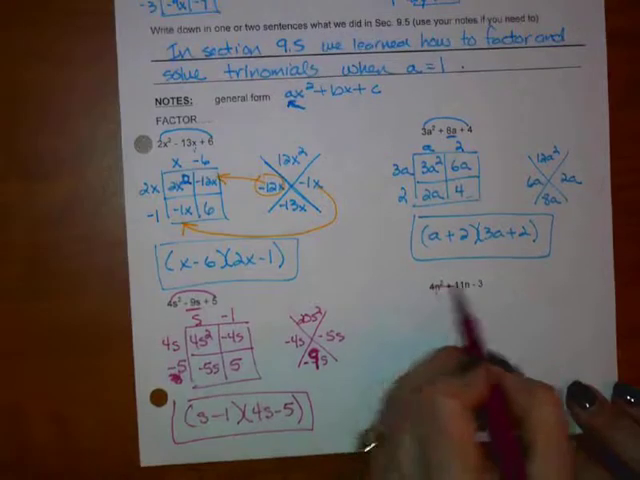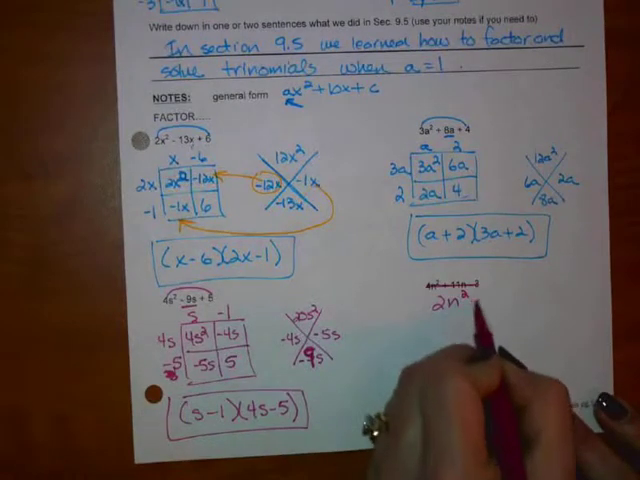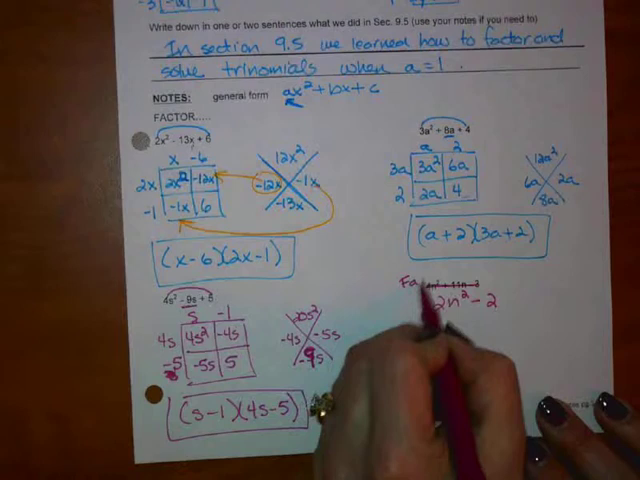Okay? Now, instead of doing this one, which you would do the same way, I'm going to have you change it to this problem right here, 2n squared minus 2. And you need to factor that.